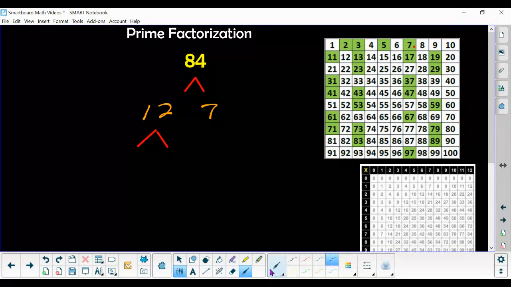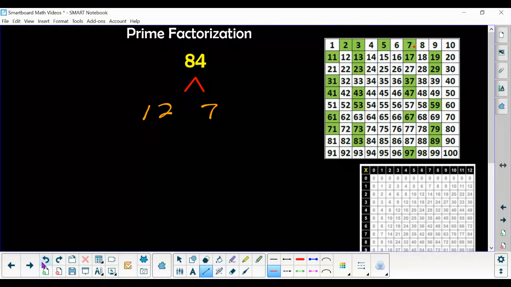7, on the other hand, is not composite. It's in green. That makes it a prime number. If it's a prime number, it only gets one branch. Again, if it's a prime number, it gets one branch.